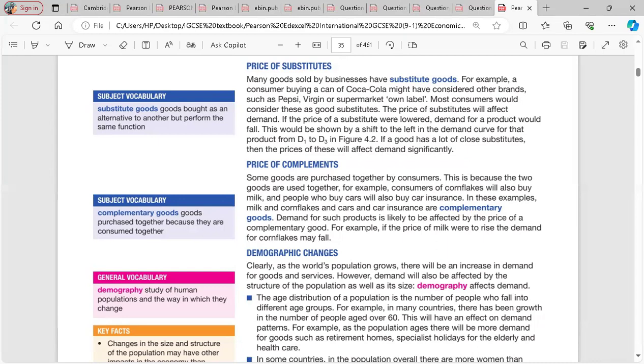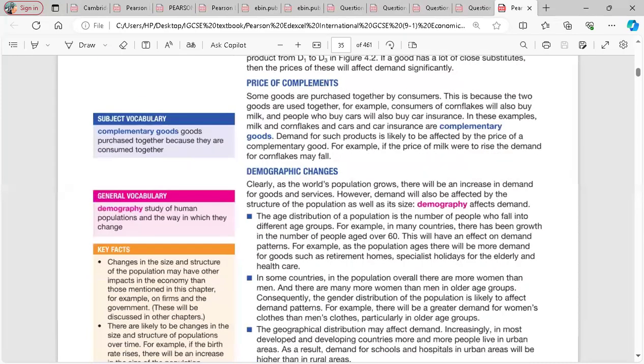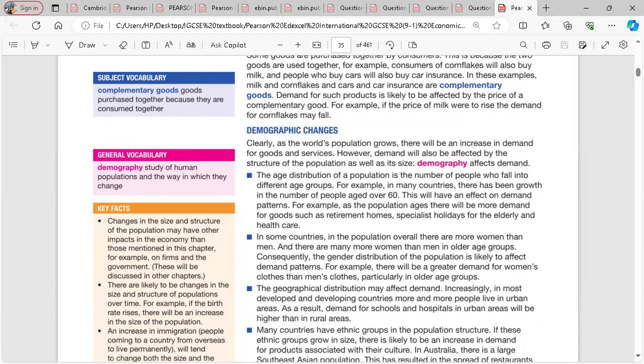Okay. Price of complement. When we talk about complement, we're talking about goods that have to be used together. So if the price of a laptop falls, the demand for laptop chargers would increase, shifting it rightward from D1 to D2. Is it clear? And if the price of laptops rises, the demand for laptop chargers would reduce, D1 to D3, a leftward shift. Clear? We go to demographic changes.